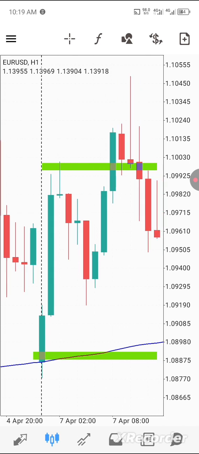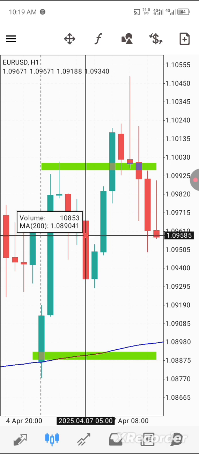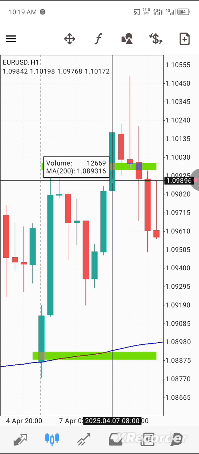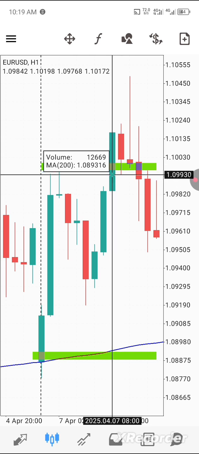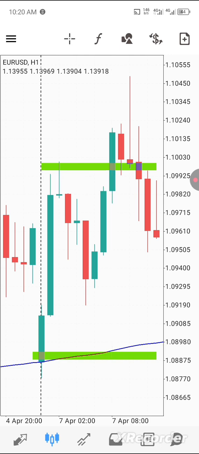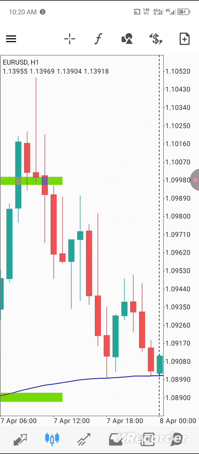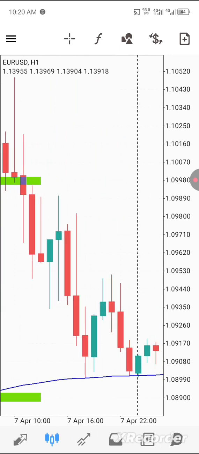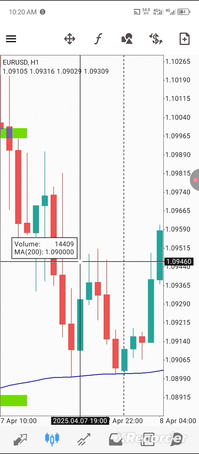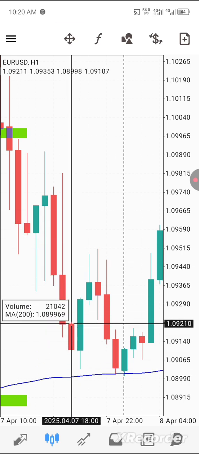So we close here. So we won this trade. If I were to enter this trade, I would have won this trade back to back. Now here we go. Let's look for another opportunity. Okay, this is another opportunity.